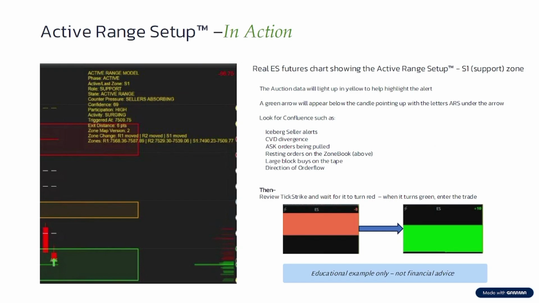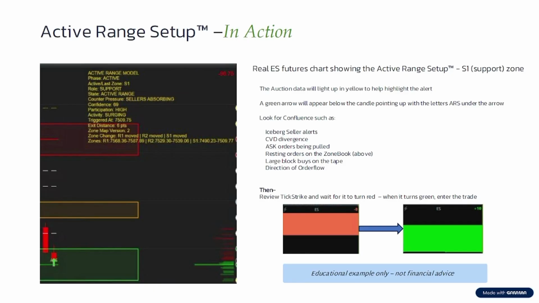Active range setup in action. Here is a real ES futures chart showing the active range setup that triggered in our S1 support zone. Keep in mind, this is an educational example only, it's not financial advice. The auction data will light up in yellow to help highlight the alert. A green arrow will appear below the candle, pointing up with the letters ARS under the arrow.